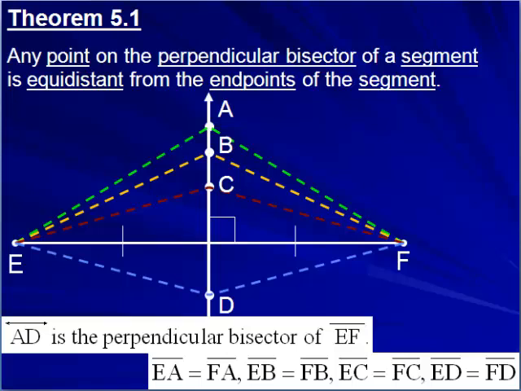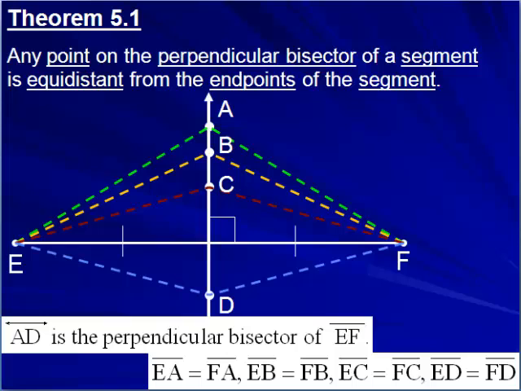Alright, and next up we're going to talk about Theorem 5.1. Any point on the perpendicular bisector of a segment is equidistant from the endpoints of the segment. So what this is saying is I have segment EF here, and all these points on the perpendicular bisector, A, B, C, D, all these have the same distance from the endpoints. So EA is congruent to FA, that distance is the same. EC is congruent to FC, and so forth.